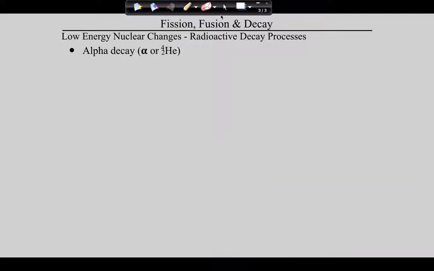So, guys, what we're going to do now is we're going to dig deeper into how these decays work. So, guys, the first one we're going to talk about is alpha decay. So, alpha decay, which is abbreviated like this. This is actually kind of, sort of, the lowercase Greek letter alpha. But guys, the other way that we're going to represent this is helium 4/2.